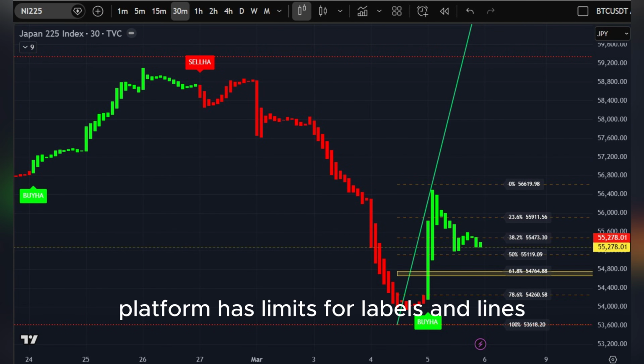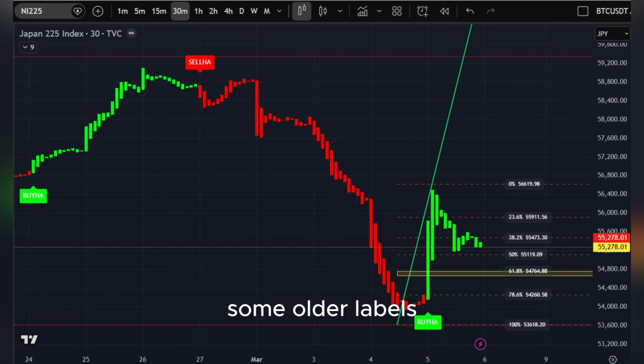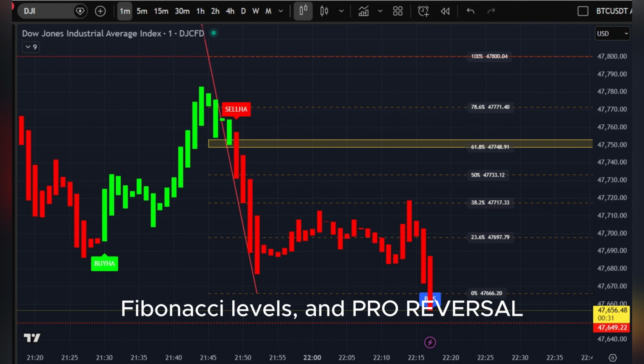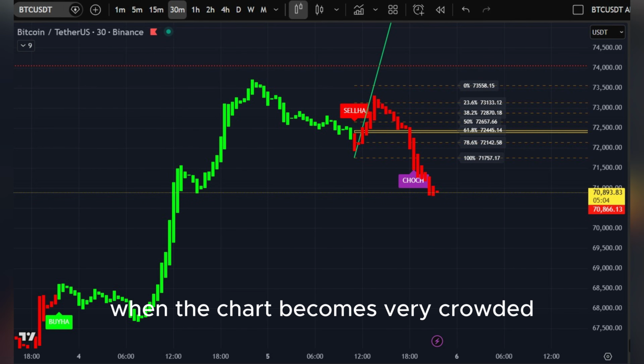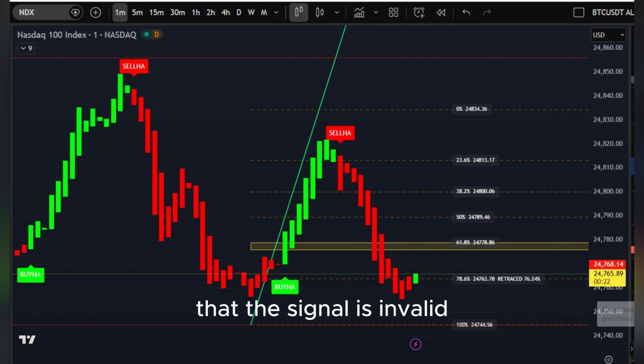Also, because the TradingView platform has limits for labels and lines, when too many labels appear on the chart, some older labels may be automatically removed. This does not mean the signal has been deleted. It is only a visual limitation of the platform. Many labels can appear on the chart at the same time, such as CHOC, BOS, CLOPS, FAIL, TSE signals, Fibonacci levels, and Pro Reversal. Because the TradingView platform has certain label and line limits, when the chart becomes very crowded, some older labels may be automatically removed. This does not mean that the signal is invalid, it simply means that some labels may not be visible on the screen due to the platform's visual limitations.